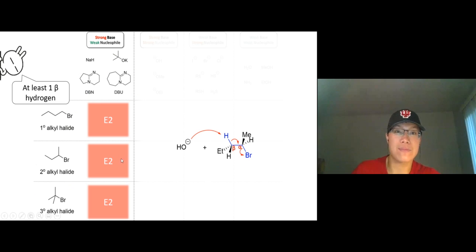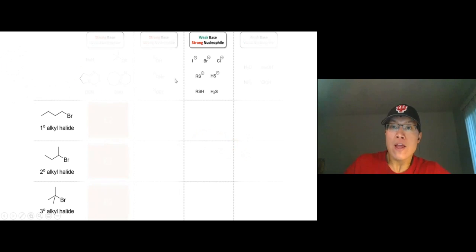If you see this reagent in the reaction, it's totally E2. All you have to do is look for a beta hydrogen. If it doesn't have a beta hydrogen, then it cannot do E2. If it does, totally go E2, and you don't even have to worry about substitution. This one never does substitution. This is an easy case.